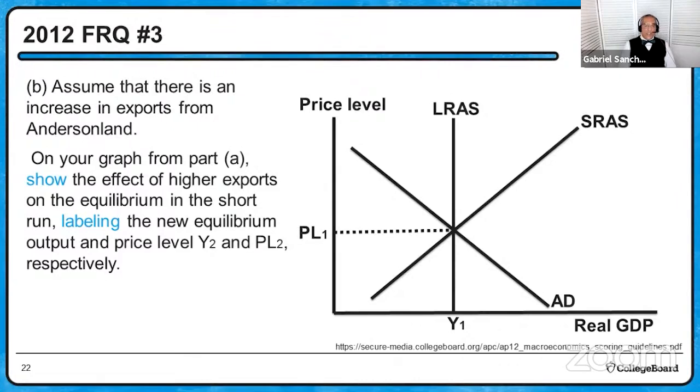On your graph from part A, show the effect of higher exports on the equilibrium in the short run, labeling the new equilibrium output and price level Y2 and PL2 respectively. So again, you do not have to draw a new graph. You just have drawn it. Now what you have to do is decide, am I shifting aggregate demand? Are we shifting aggregate supply? Make your shift. You should have a new equilibrium for output and price level. Label those Y2 and PL2.